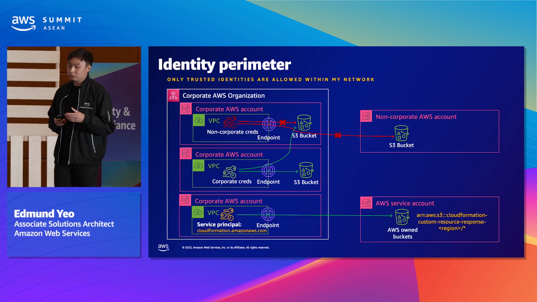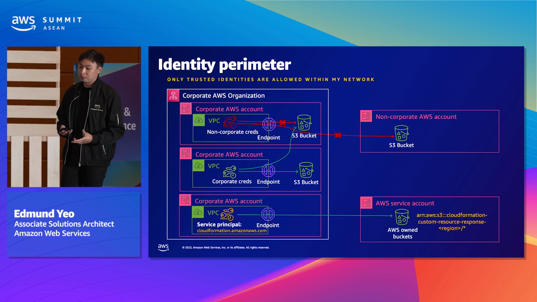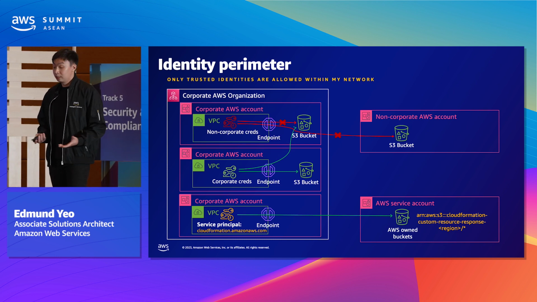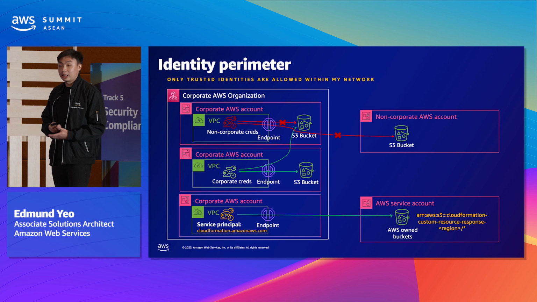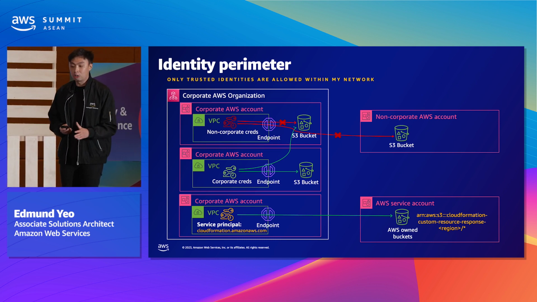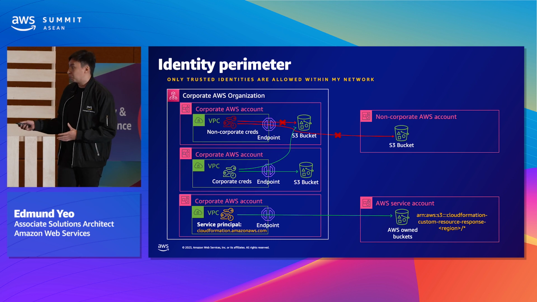And when you implement controls to prevent such a data access pattern, you still need to account for scenarios where AWS services, like CloudFormation, access AWS-owned resources from within your network, not using your corporate credentials, but through a service principal.